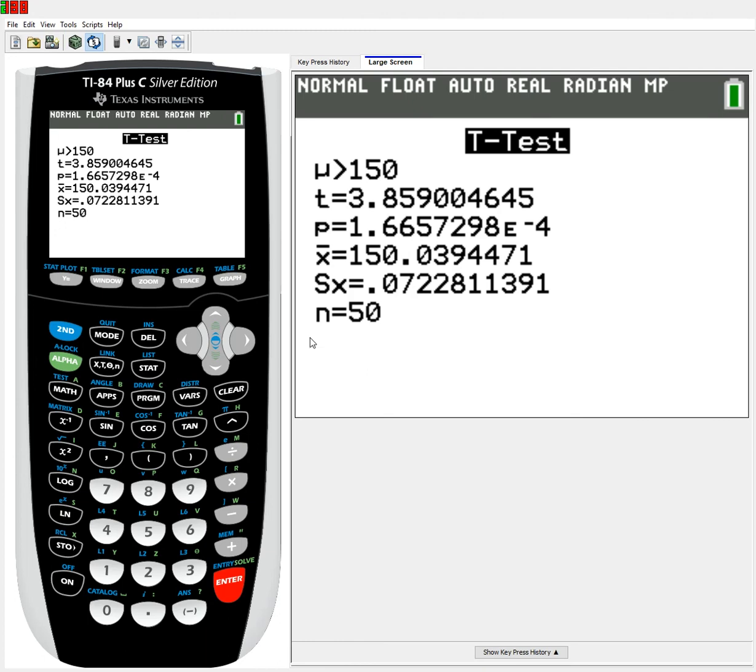Keep in mind that even though this is a small difference, if you look, the sample mean is 150.04, that can be very important if you're doing something with engineering and need to make sure you don't waste materials or you're making something that doesn't fit a certain widget. So small changes like that can be very important, and this might highlight that some machine may need to be recalibrated.